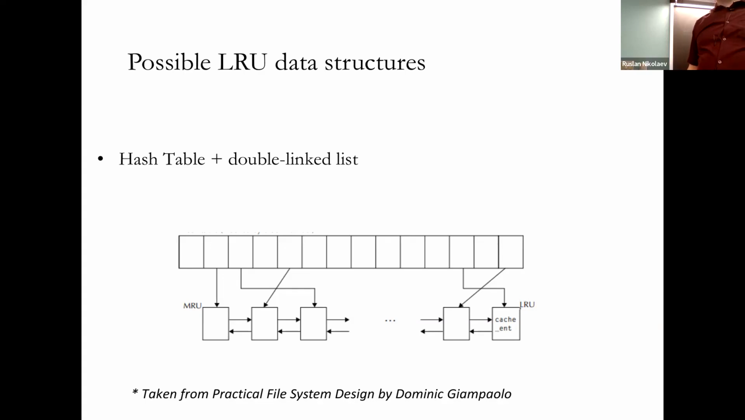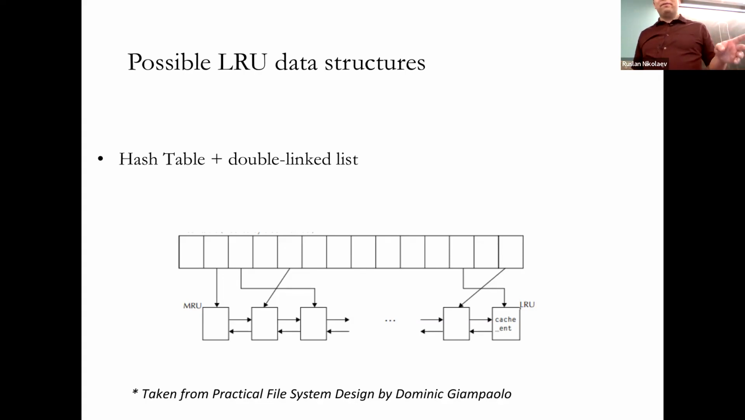Yeah, but what are the keys here? The page number, right? I need some fast way to access a page. So I need to maintain some data structure for deciding which page to evict.